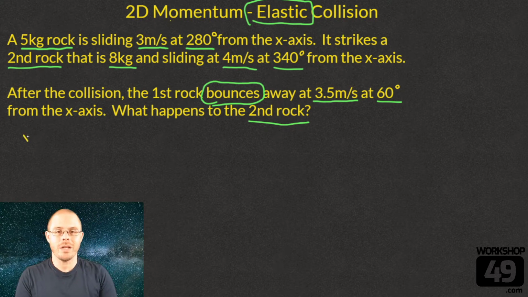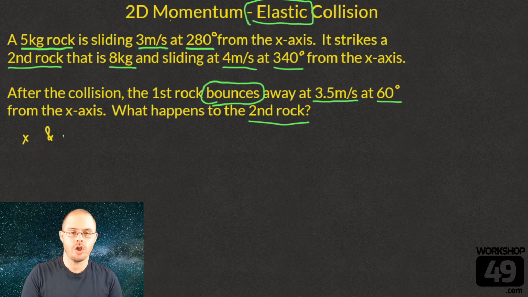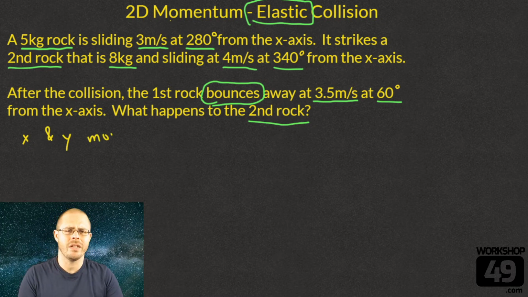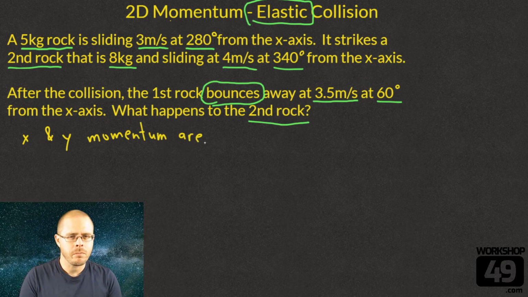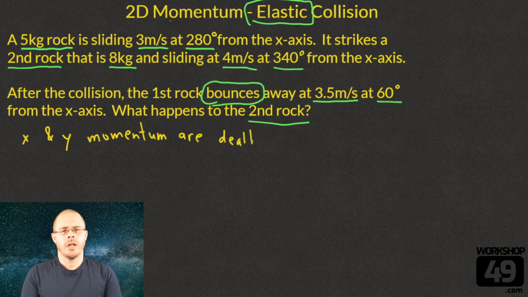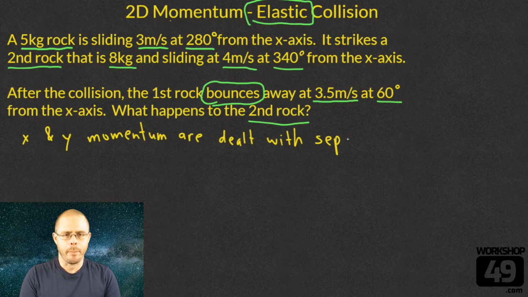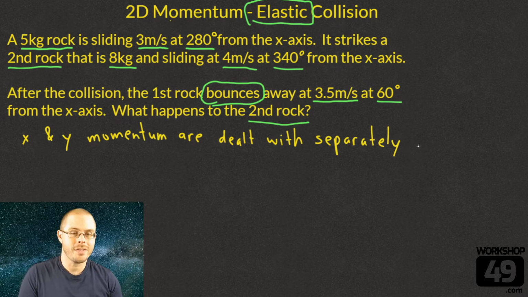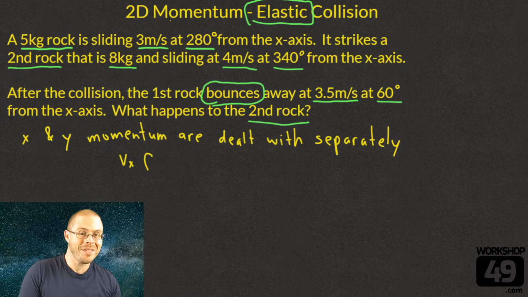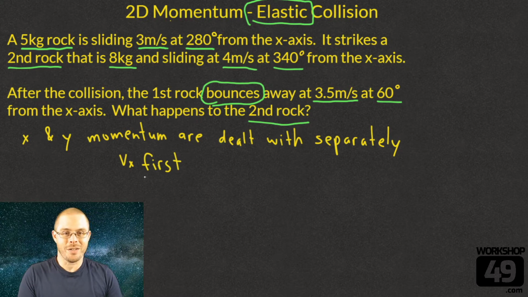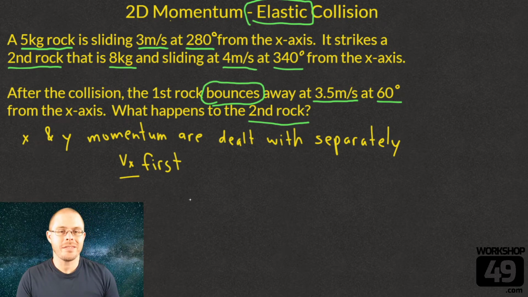The difference between one-dimensional momentum and two-dimensional momentum, this is the big thing in this video, is that x and y momentum are dealt with separately. Okay, x and y momentum are dealt with separately. So we're going to do all of the x momentum, then all of the y momentum, and then we'll get our final answer. So let's get that velocity x component first from our momentum.